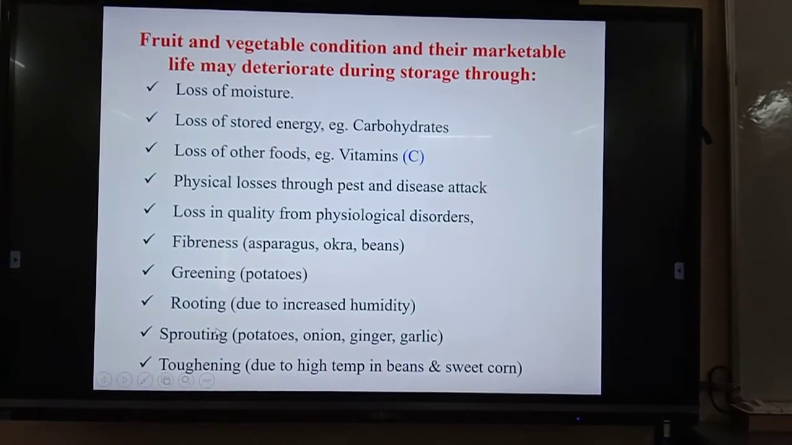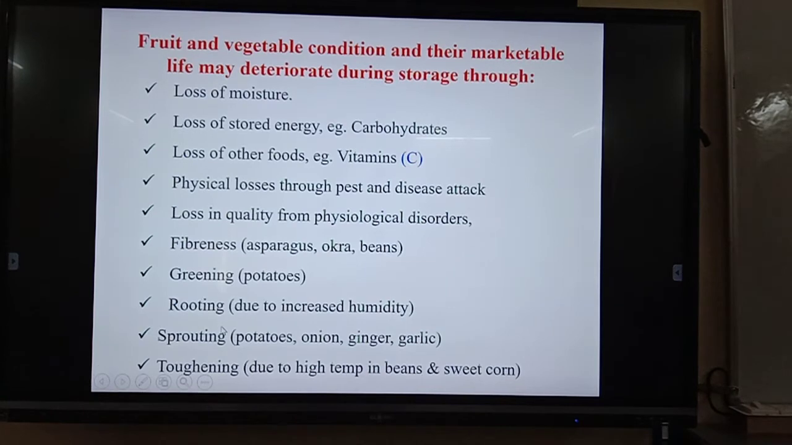Similarly, greening is also a problem in potato, and it not only reduces consumer preference but is also toxic to humans. So we have to avoid such problems in potato, and that can only be avoided by keeping the potato in dark conditions. Then rooting, which is also due to high humidity, can be managed with proper humidity conditions during production of the crop. Sprouting and toughening are the other factors.